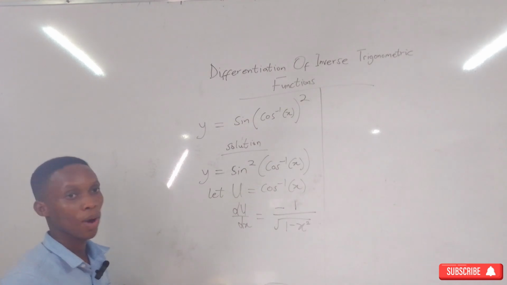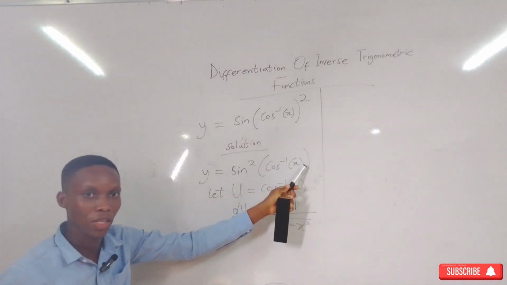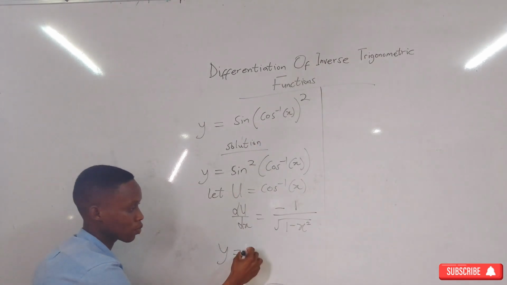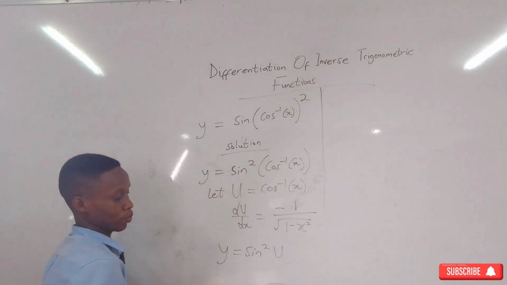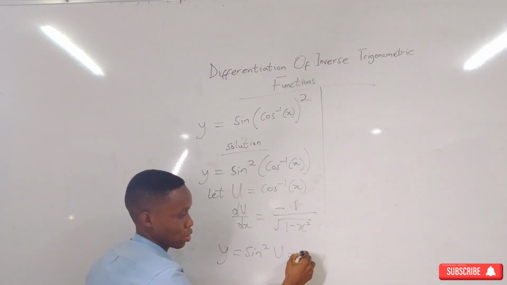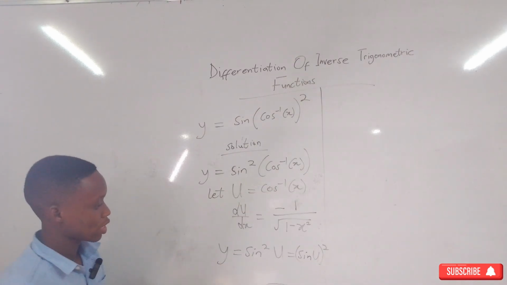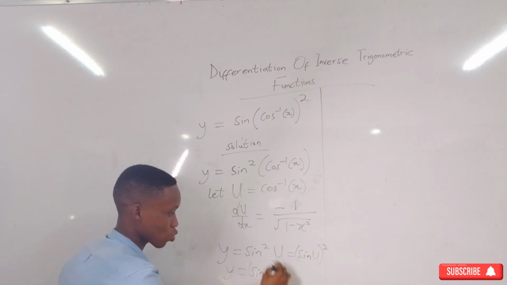So let's come back to our y. We said let u be cos inverse of x. So wherever we see cos inverse of x, we just substitute u there. That gives us y equals sine square u. Good. It can also be written as (sine u) all squared. So now let's differentiate y, which is y equals (sine u) all squared.